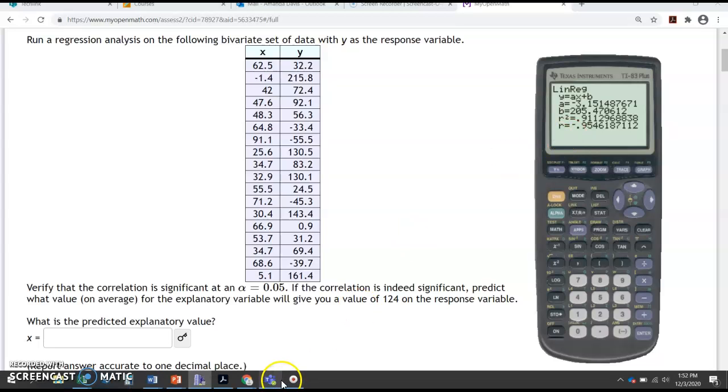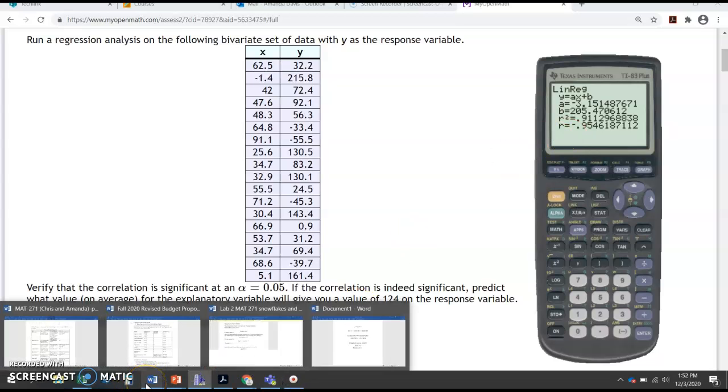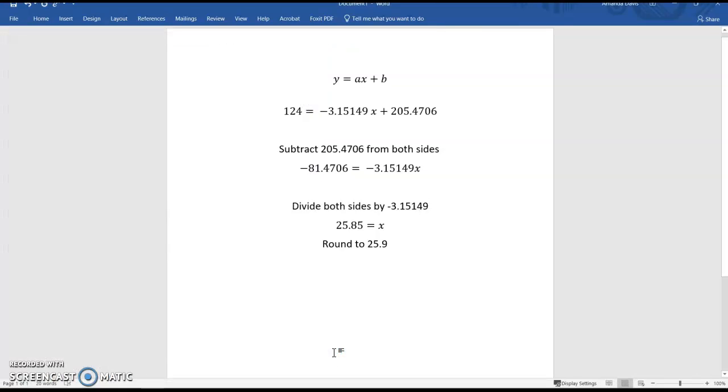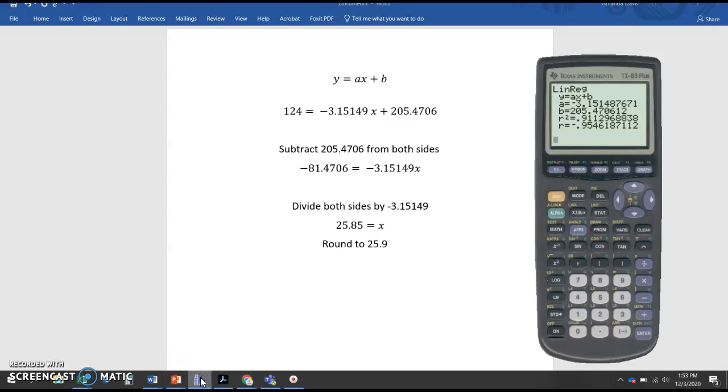All right, so I'm going to set that up, and I've typed this into a Word doc so that hopefully I can make this clear. So we have this y equals ax plus b, and we're looking at the information that we have from our calculator. Our question is telling us that our y value is 124, and we want to predict what x will be. So we're going to plug in everything we know. We're going to substitute in 124 for our y. Our a, given on the calculator, is negative 3.15149, and the b is 205.4706. So the only variable we have left to solve for is x.